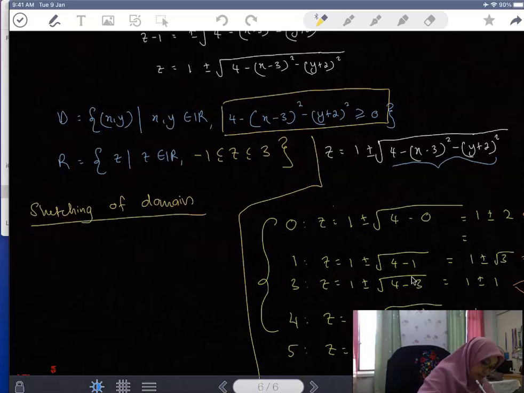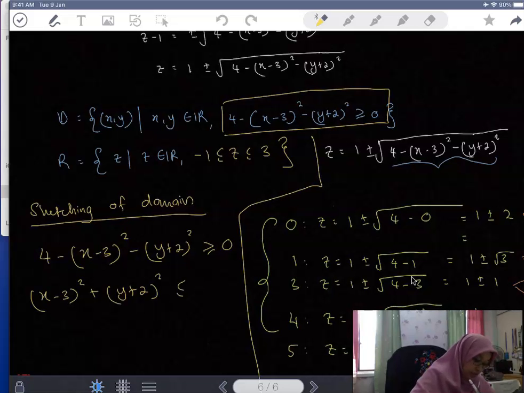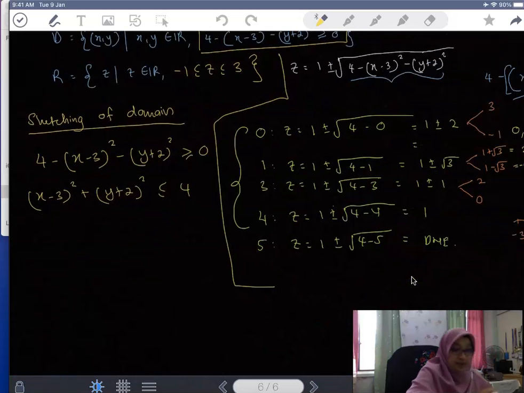Okay, so basically from 4 minus (x minus 3) squared minus (y plus 2) squared greater than or equal to 0, when we arrange, we have (x minus 3) squared plus (y plus 2) squared smaller than or equal to 4. Okay, so now we need to get the curve on the xy plane.